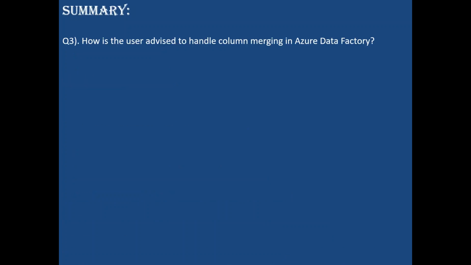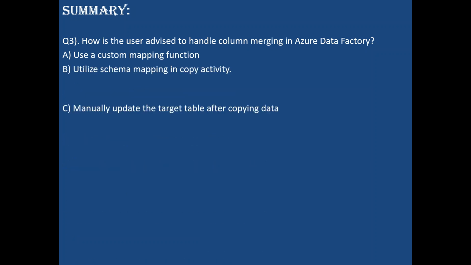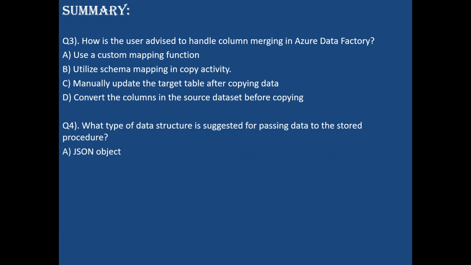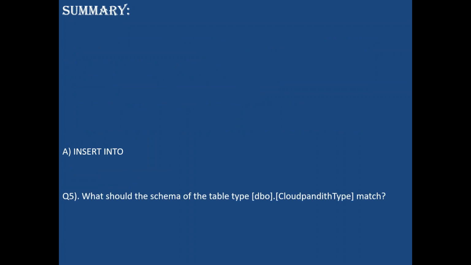Next, how is the user advised to handle column merging in Azure Data Factory? Utilize schema mapping in a copy activity. Yes, using the schema mapping in copy activity. So option B is correct. What type of data structure is suggested for passing data to the stored procedure? Table valued parameter. The type is table valued parameter.